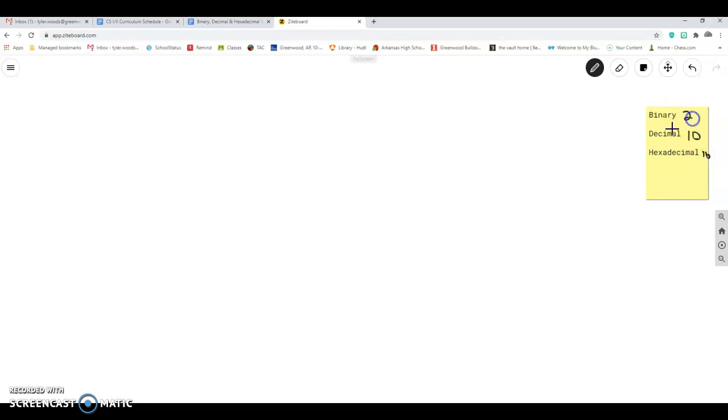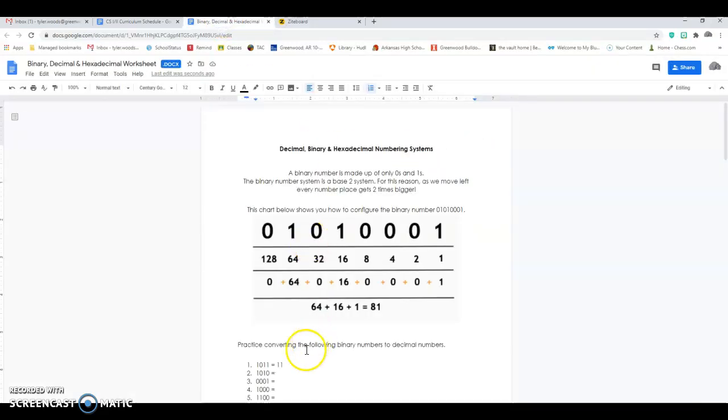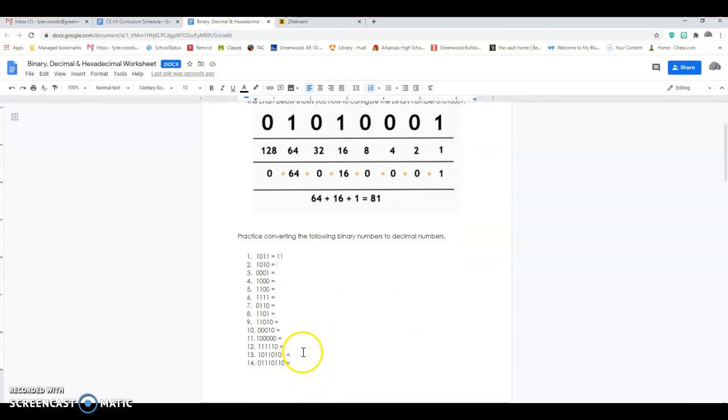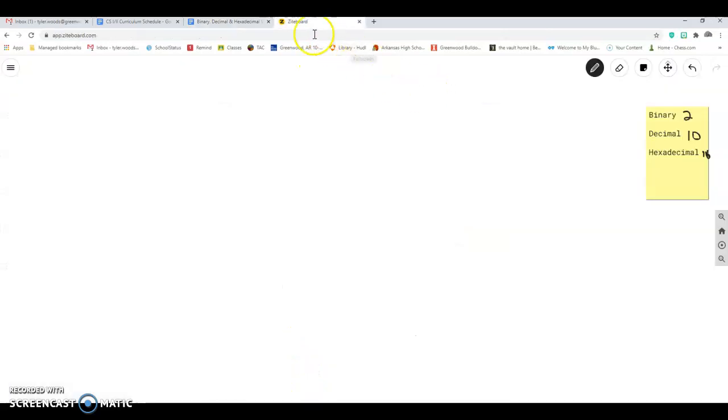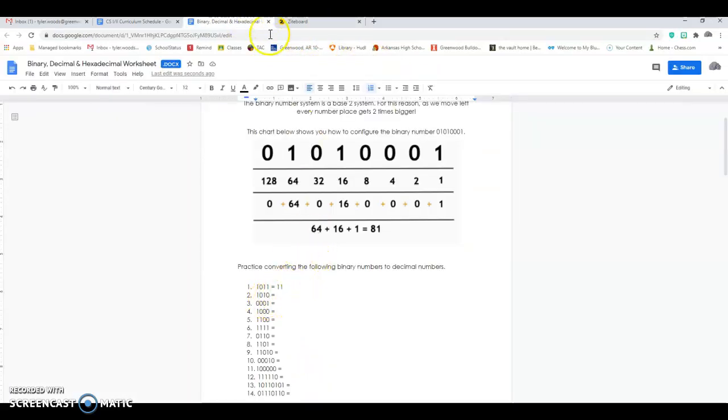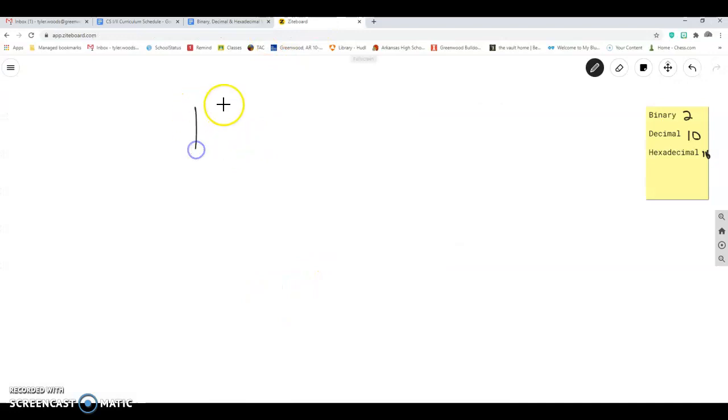anyways, this is a work in progress. Like I said, I can do this lesson a whole lot better on a whiteboard here in my room, but we're going to figure this out. Anyways, so we did number 1. Let's do number 2 together before I let you guys go on this one. Number 2 is 1010. I'm reading it left to right.